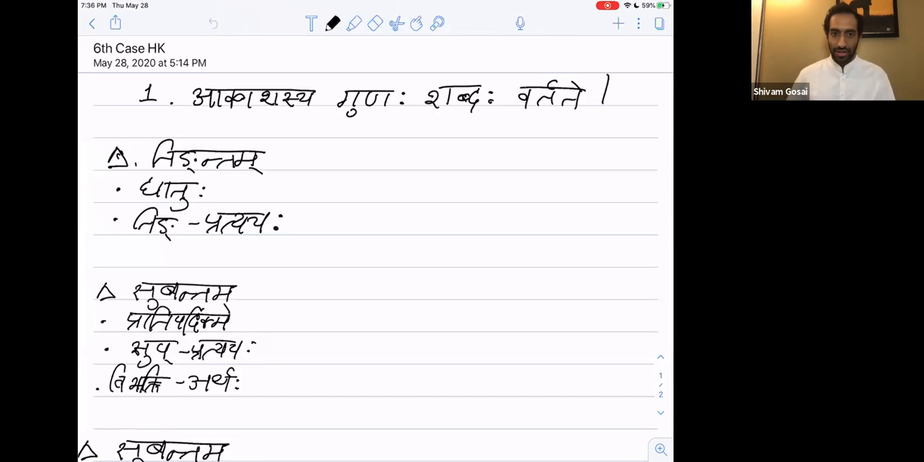Okay, so the question here, as you see on the top, Akashyasya gunaha shabdaha vartate. So this is number 1 in your sixth case homework. Sixth case homework is on page 175 in the back of the book 1, and this is number 1. Okay, so this is a very particular sentence. Does anybody know what text this reminds you of? Where do you think this is located? You can let me know in the chat.